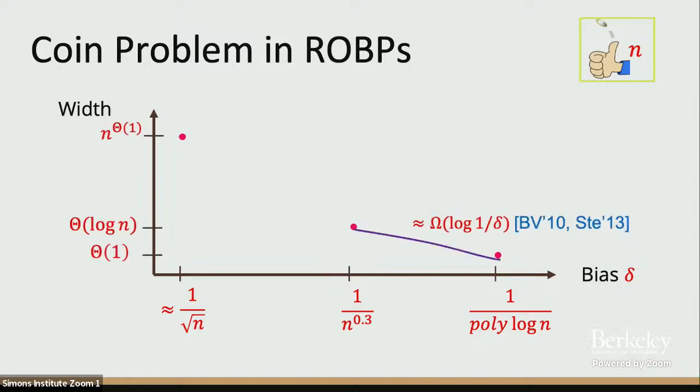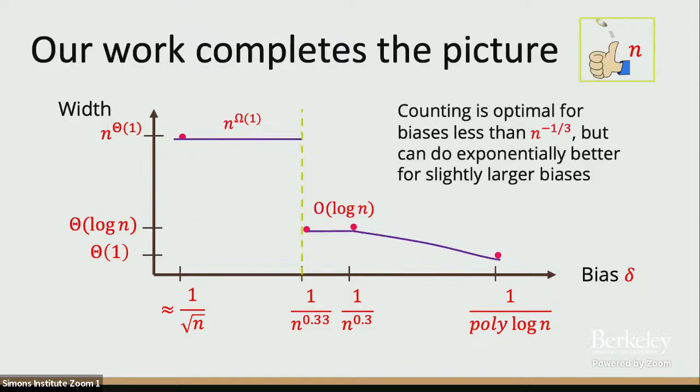And then what about lower bounds? There are papers that have shown that you need at least approximately log 1 by delta width if delta is the bias for read-once branching programs. And then in 2020, this paper showed that you need at least polynomial in n width if the bias is 1 by square root n. And then the question is what happens in the middle. Our paper showed that counting is basically optimal for biases less than n to the minus 1 by 3. So you need polynomial in n width read-once branching programs if the biases are less than n to the minus 1 by 3. But if it is above that, then order log n width read-once branching programs suffice.